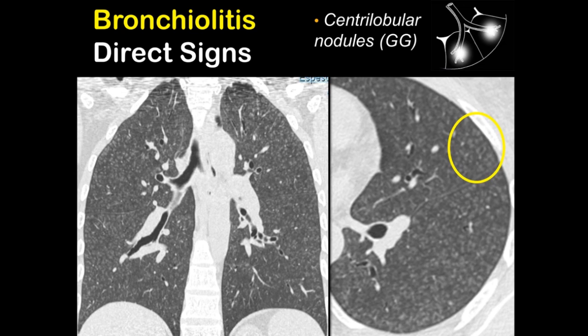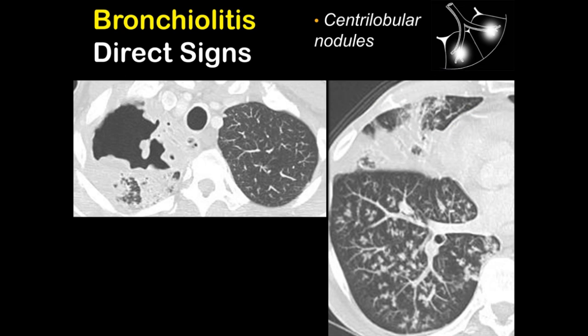Direct signs may also include ground glass centrilobular nodules. This is an example of a patient with hypersensitivity pneumonitis, a patient exposed to pigeons, where you can see small ground glass centrilobular nodules with a diffuse distribution in a patient with small airway disease.